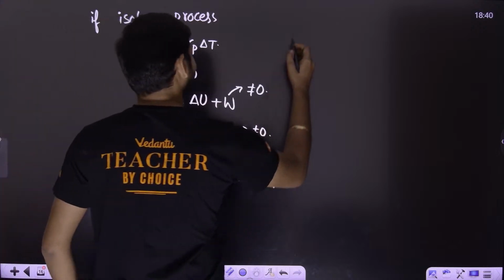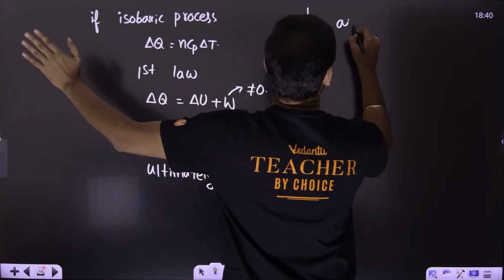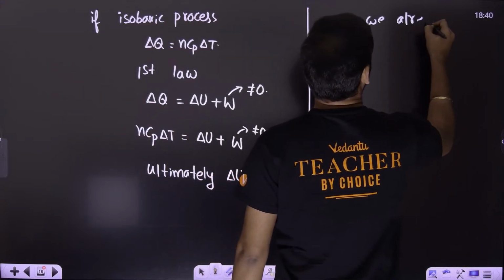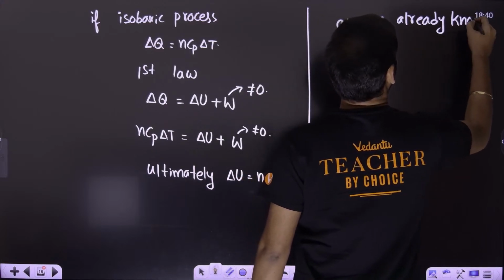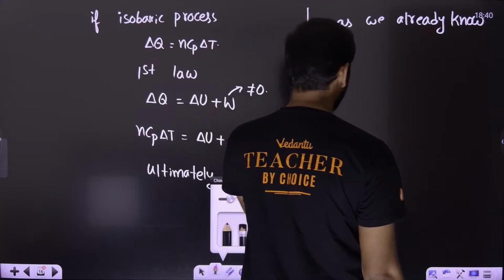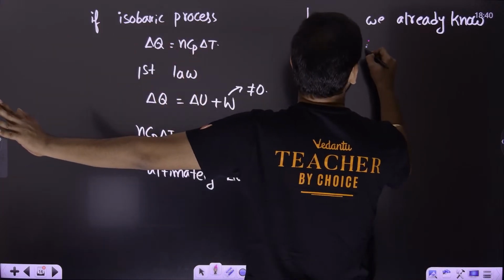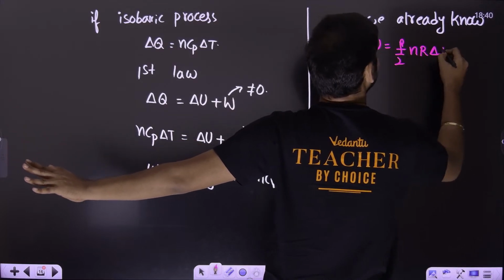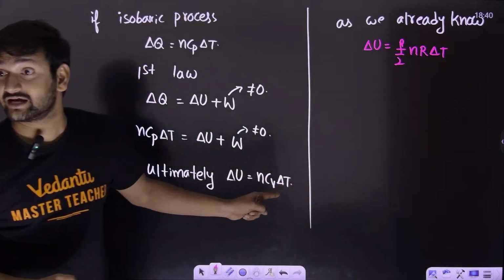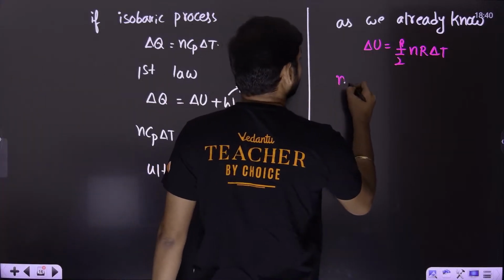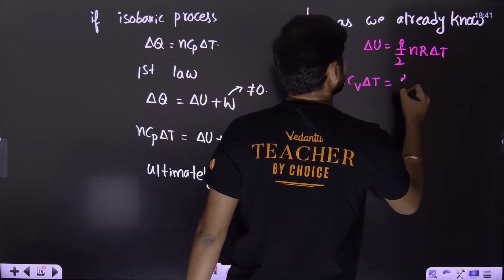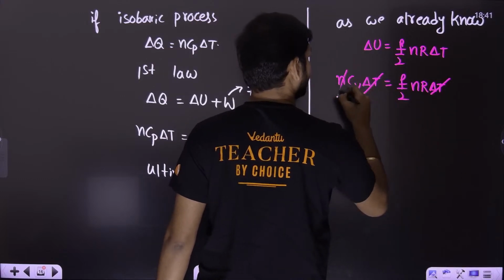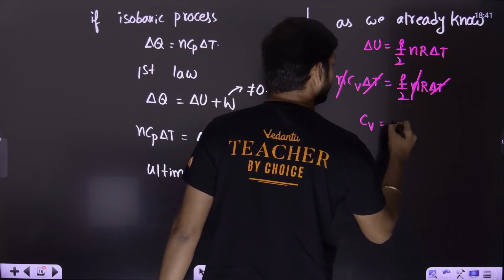Now, as we already know, delta U is F by 2 times nR delta T. Now let us put what we have got, nCv delta T, is going to be F by 2 nR delta T. Delta T gets cancelled out. n gets cancelled out. Then what is the Cv?